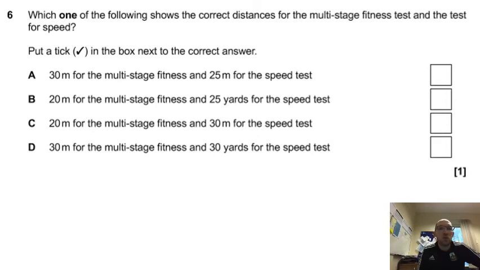Number 6, which one of the following shows the correct distance for the multi-stage fitness test and the test for speed? So this is just testing your general knowledge of ticking one box of the different fitness tests. The answer is C, 20 meters for the multi-stage fitness test, and it is a 30-meter sprint test.